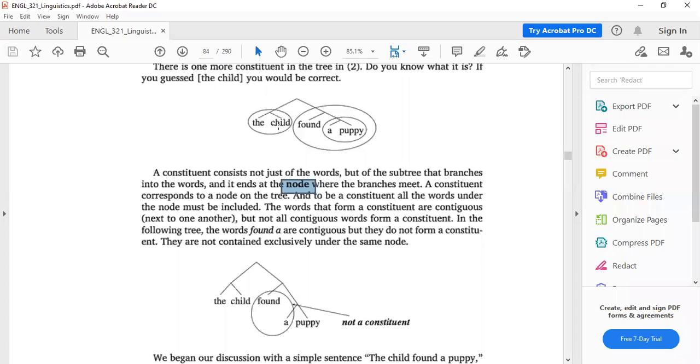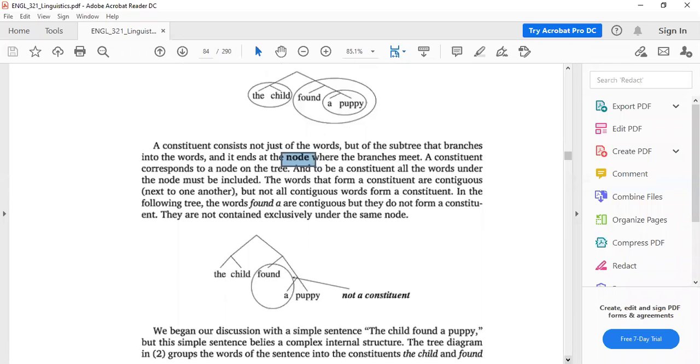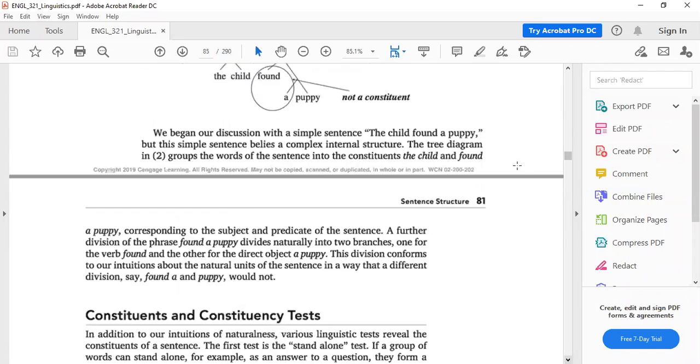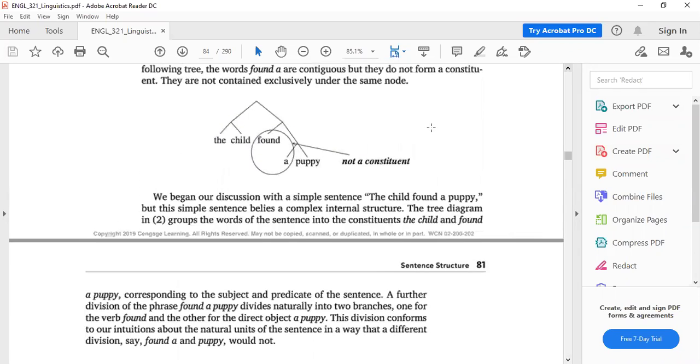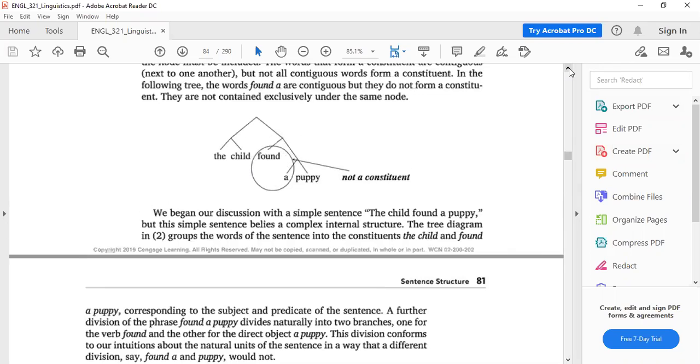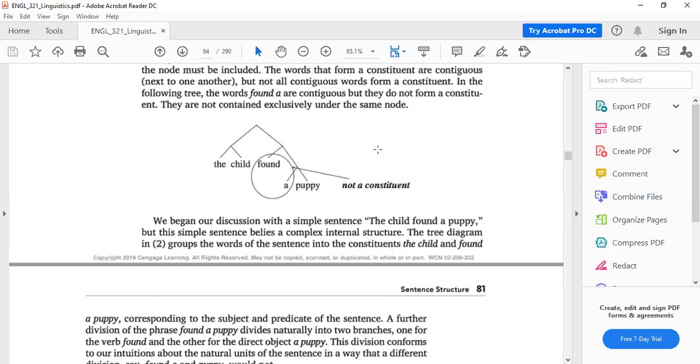Now, if I ask you a question: here, the child is a constituent. A puppy is a constituent. Found a puppy is a constituent. Is "found a" a constituent or not? No. So "found a" is not a constituent. Why? Because it isn't one unit, a single unit. This is not one unit.